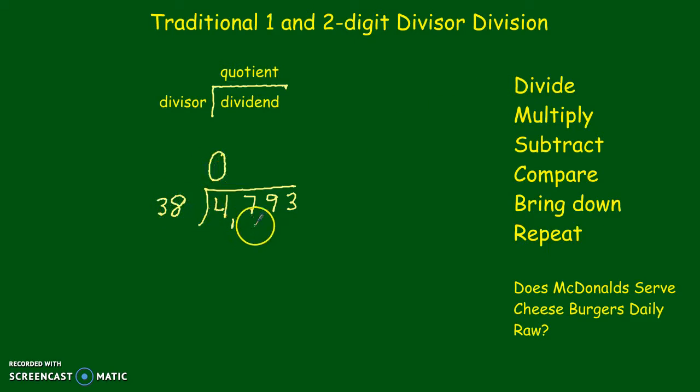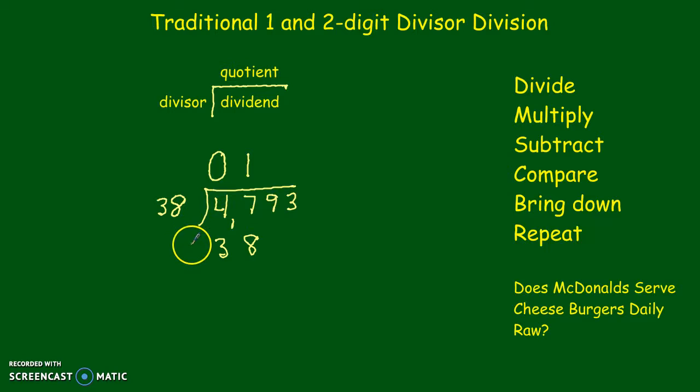And now I'm going to look at the first 2 numbers up here, the first 2 digits, 47. If I have 47 apples, how many groups of 38 could I make? I know that I could do 1 group of 38, so that's my dividing. When I put the number at the top, that's divide. Then I go to multiply, and always multiply this 1 digit times whatever the divisor is. 1 times 38 is 38.